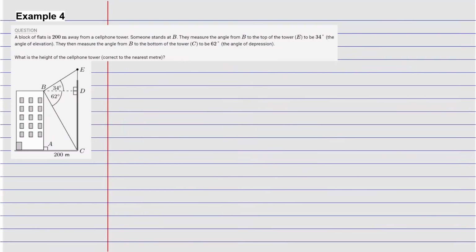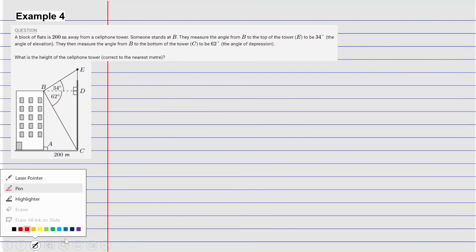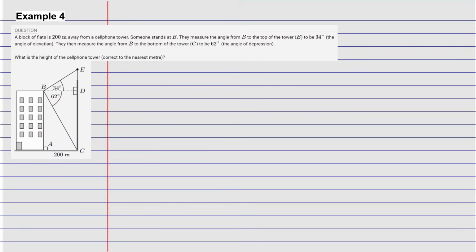So now we're going to do example 4. It says a block of flats is 20 meters away from the cell phone tower. Let me just change my pen first. So we see that the distance between the cell phone tower and the block of flats is 20 meters, which is the road. Then they tell us that someone stands at point B.